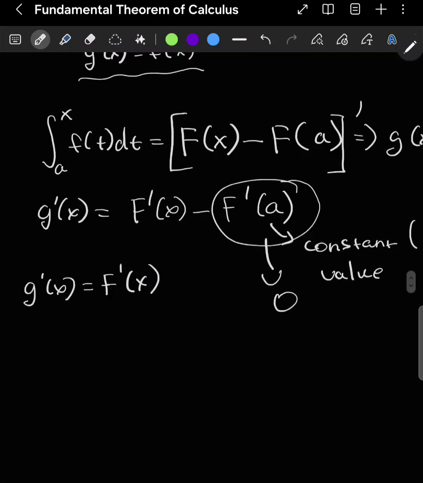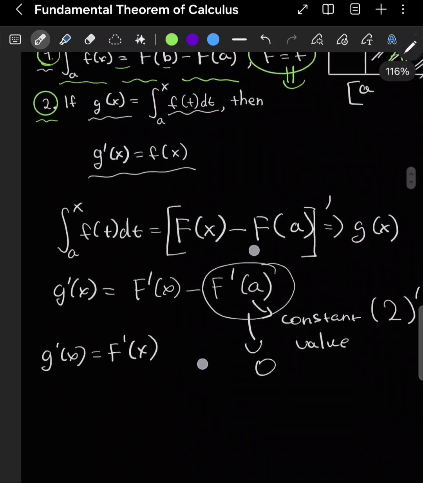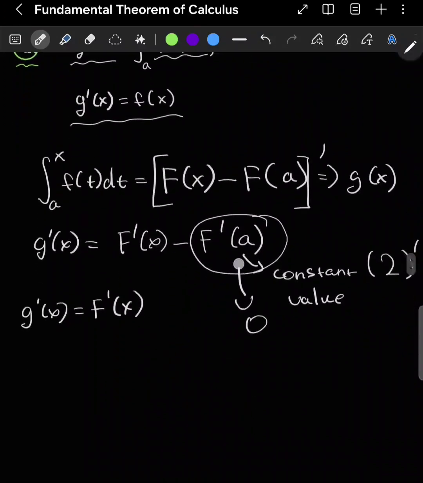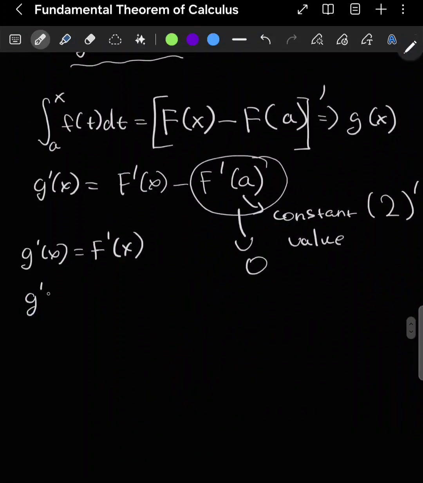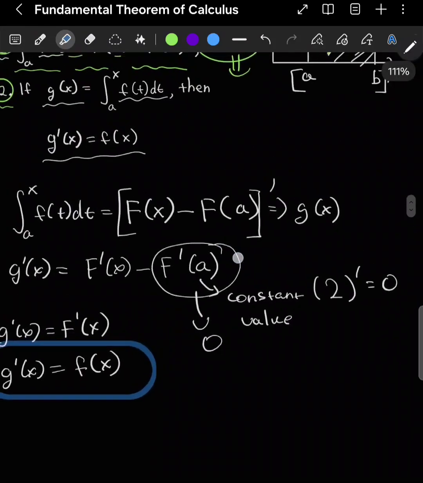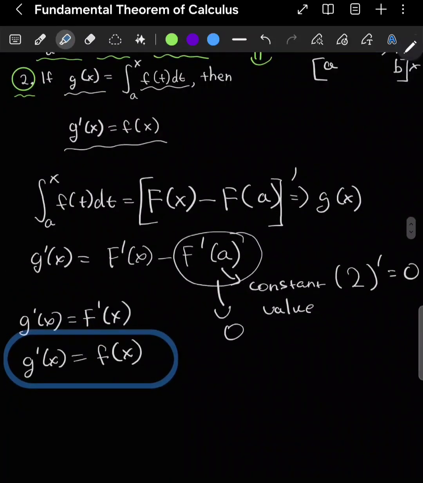So what is F prime, right? F prime is equal to f. If we look at this one, F prime is equal to the original function. Therefore, g prime of x is equal to f(x). There we go. So that's how we prove this statement.